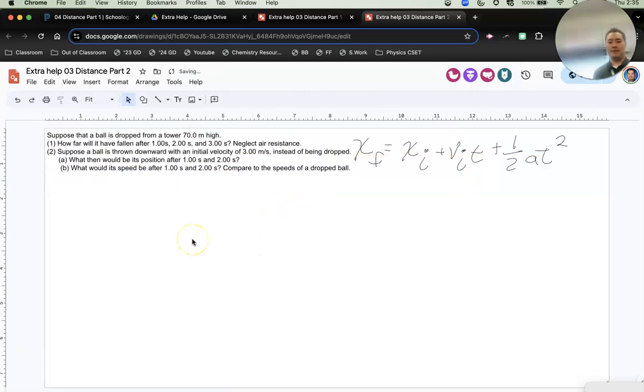Okay, so we want to find what's the distance if the ball's thrown down instead of dropped. So we have to plug in some values. So let's go to Emiliano. What should be our new VI? Because it's no longer dropped, now it's going to be thrown down.